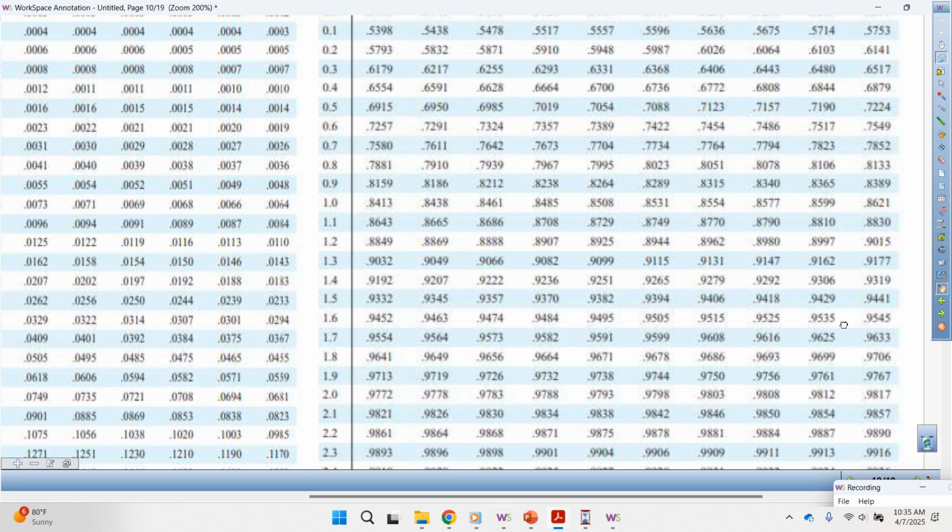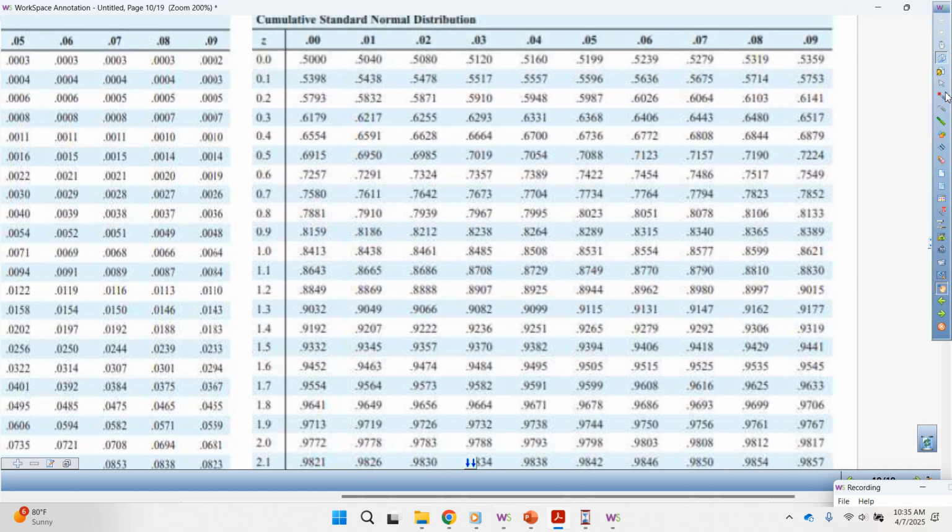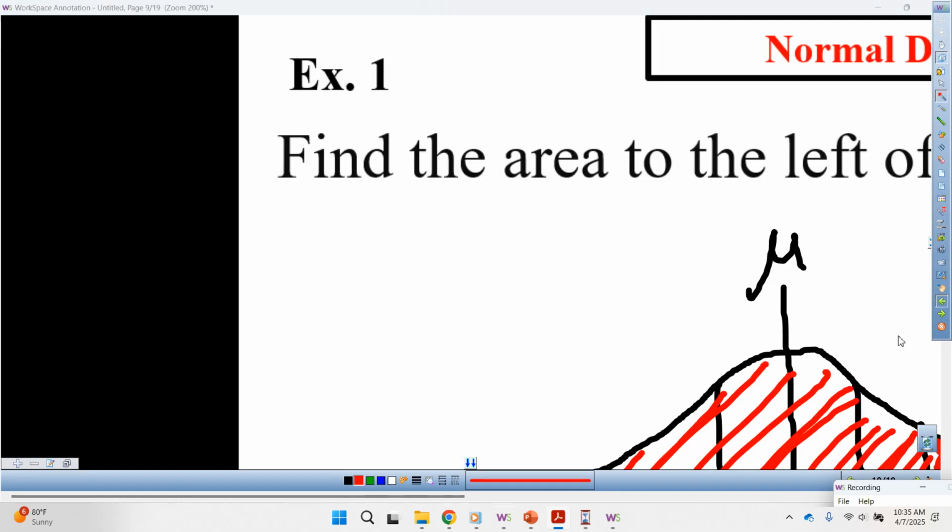The 2, okay, I found it, which is down here. Here's the Z. 2 is right here. And then 0.06 on the top. And then where they intersect, that number is 0.9803. Hands if you got something like that. So this is 2.0, and over here 0.06. So 2.06 is 0.9803. Yes? All right, so let's write that down.